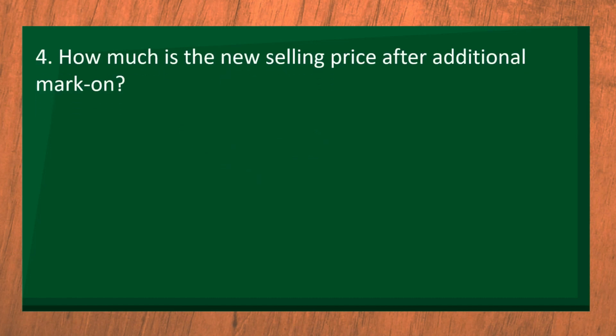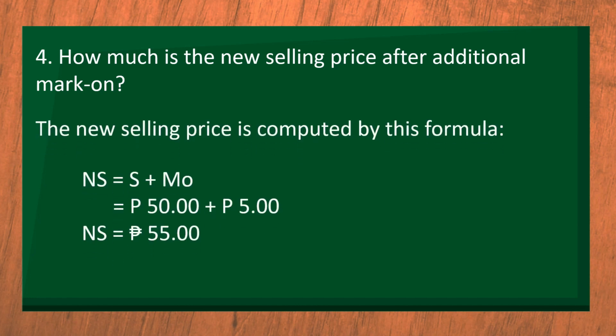Number 4 problem: how much is the new selling price after the additional mark-on? The new selling price is computed by this formula: NS, or new selling price, is equal to selling price plus mark-on cost, which is 50 pesos plus 5 pesos. The new selling price is 55 pesos.